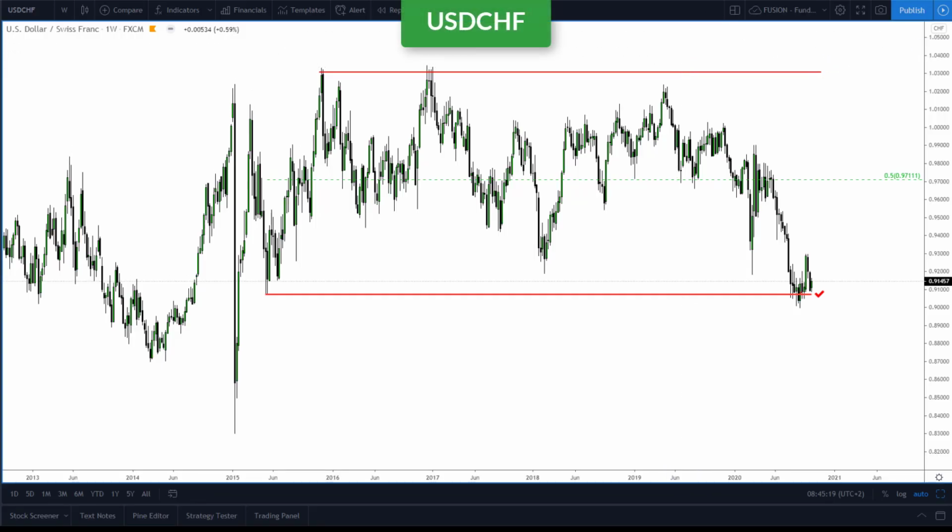I'm going to start us off with a potential swing setup on the USD Swiss franc. And I'm starting on the weekly time frame here. On the weekly time frame, you guys can note this very big range that the market is in at the moment. And we've reached the bottom of this range a couple of weeks ago. And since then, we've had some interesting price action.